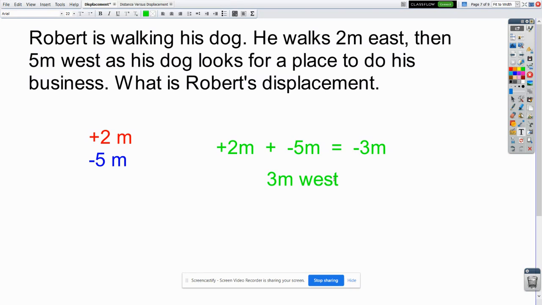This answer, 3 meters west, no matter how we get it, is not how far Robert and his dog walked. This is not a distance. The frame of reference is not the object in motion. What it's telling us is that Robert and his dog ended up 3 meters to the west of their starting position. Again, the frame of reference is the starting position.